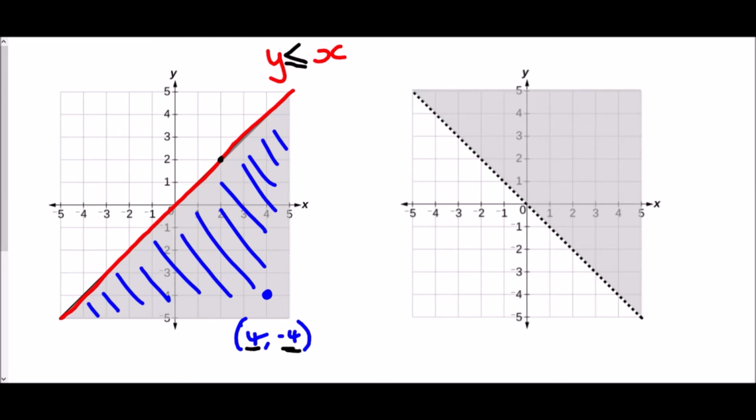And that is because if we were right on the line, that would be the coordinate 2, 2. In that case, y is actually equal to x. If we have a look at the next one, well, the line is going in the opposite direction.